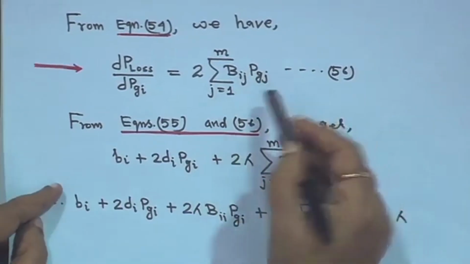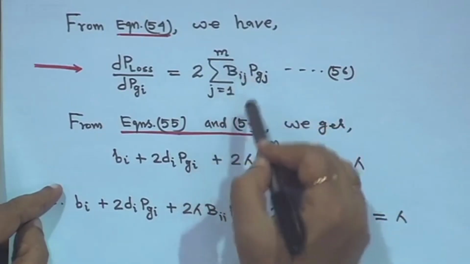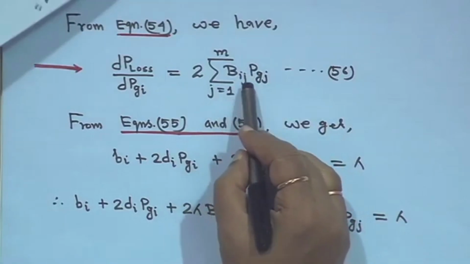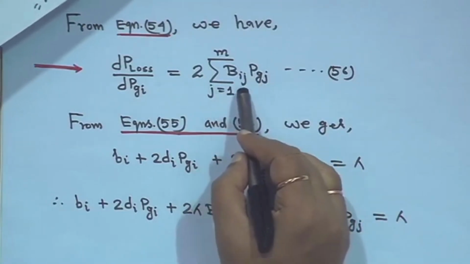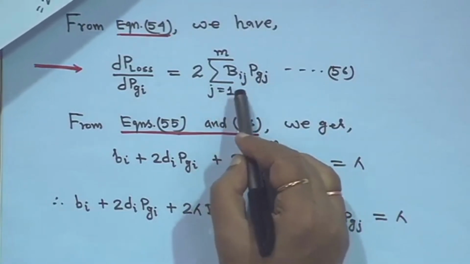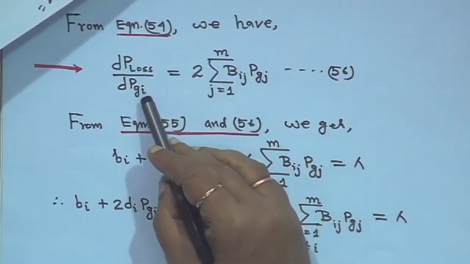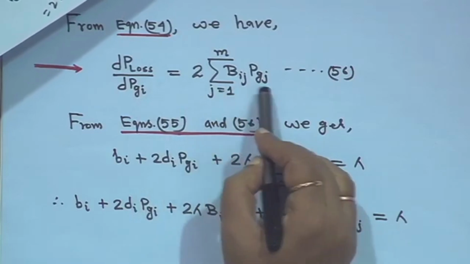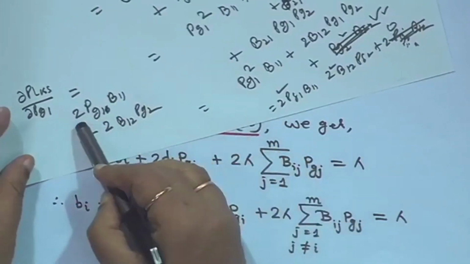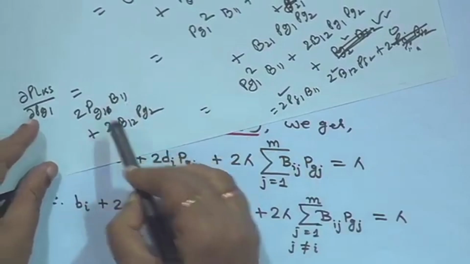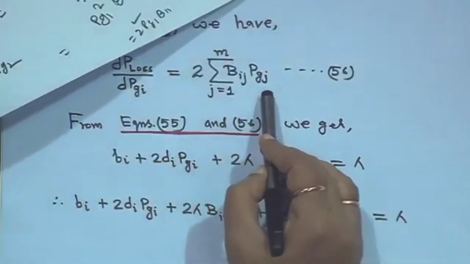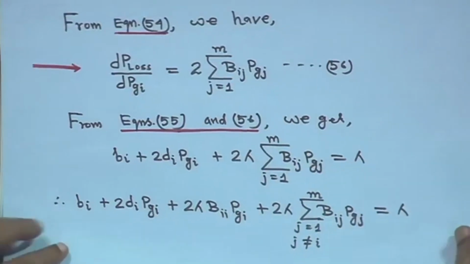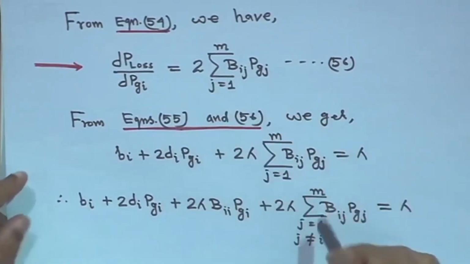If you want to check, you make m is equal to 2, then for the ith one, if i is 1, for example, Pg1 B11 Pg1, that is whatever is coming, B11 Pg1 is coming, and then 2 is there, 2 B12 Pg2, right. So, this is actually where the 2 term comes from, right.